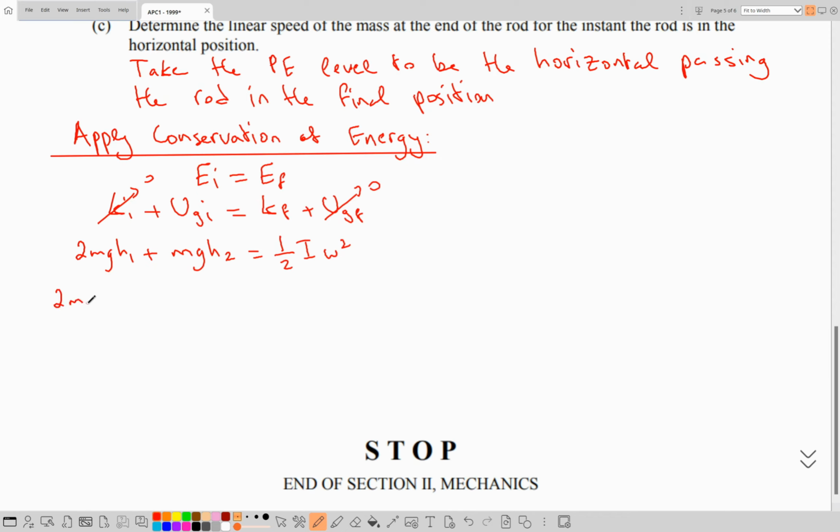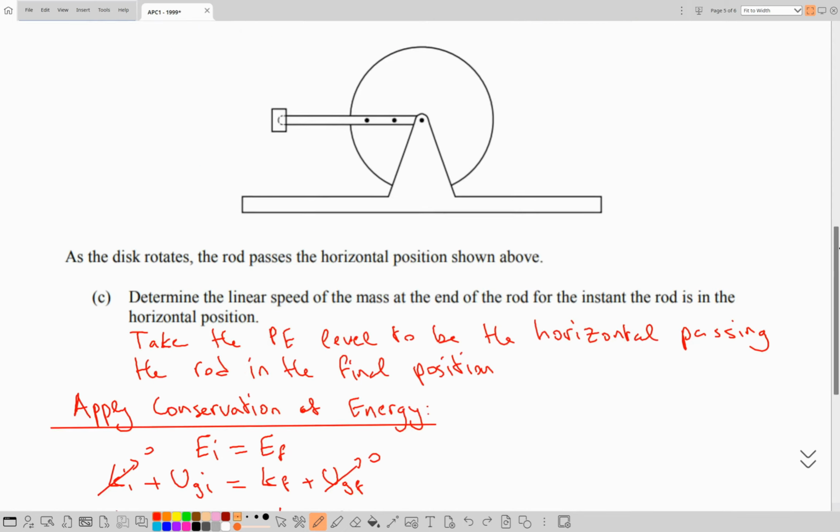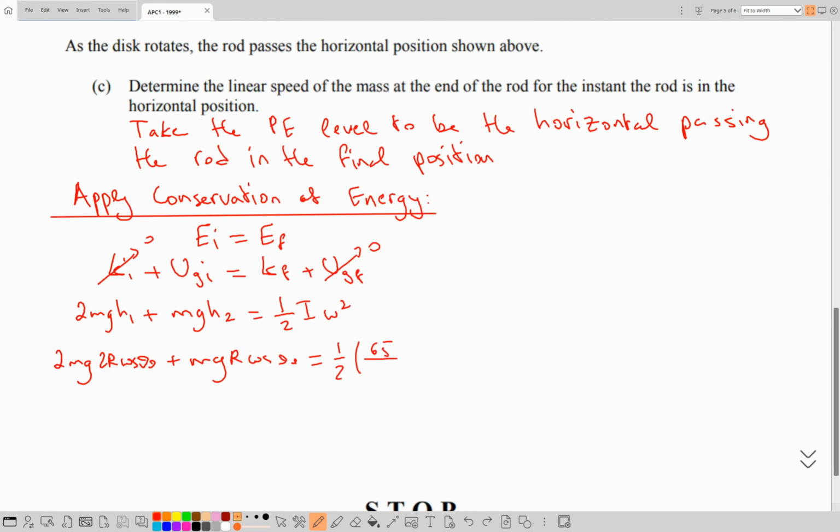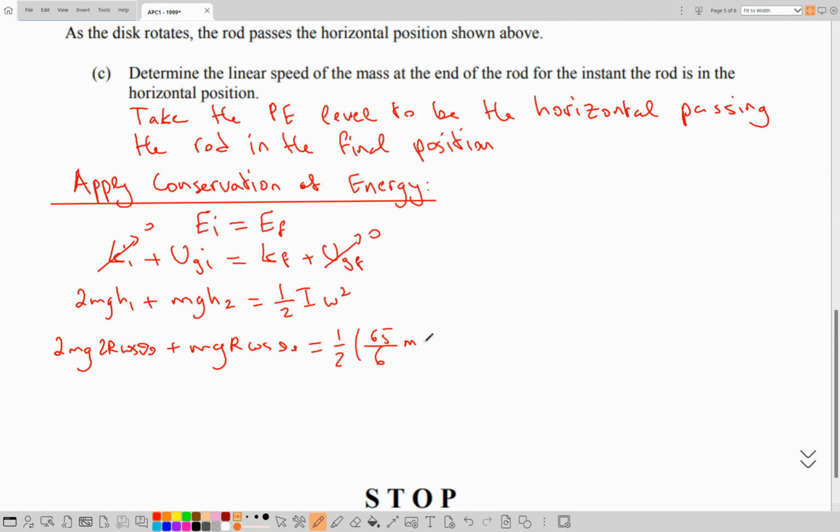Then the heights, so that would be 2mg times 2r multiplied by cosine theta 0 plus mg r cosine theta 0 is equal to half times 65 divided by 6 mr square multiplied by omega square. That would be 5 mg r cosine theta 0, that would be equal to 65 over 12 mr square omega square.